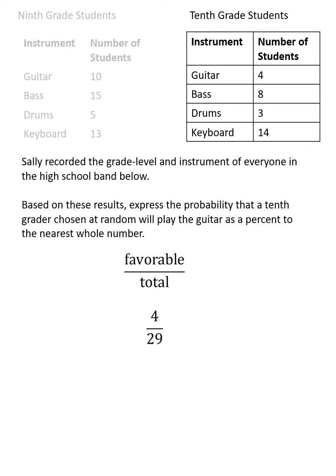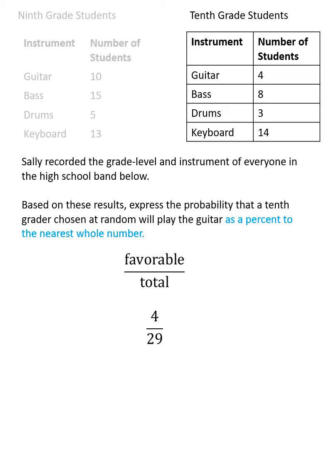You don't necessarily have to think of it as favorable over total. You can just think of it at a more basic level. Look at the fraction at the bottom of the screen as I say this. There's 29 10th graders and 4 of them play the guitar. So if we pick a 10th grader at random, there's a 4 out of 29 chance they'll play the guitar. Now, if they're asking for a fraction, I'd be done with this question. But they weren't. They were asking for our answer as a percent to the nearest whole number.